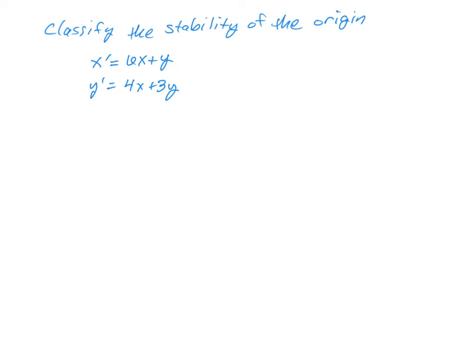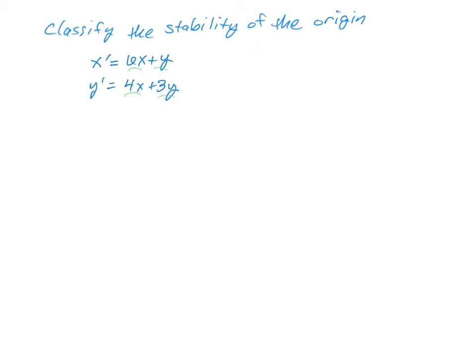Okay, so in this series of videos, we're going to classify the stability of the origin. The idea is that the origin is an equilibrium or a steady state, because if you were to substitute 0 in place of the x's and the y's in the differential equation, both x prime and y prime would be 0, which means that there's no change in the system, which means it's at rest or equilibrium or steady state. A lot of words there.